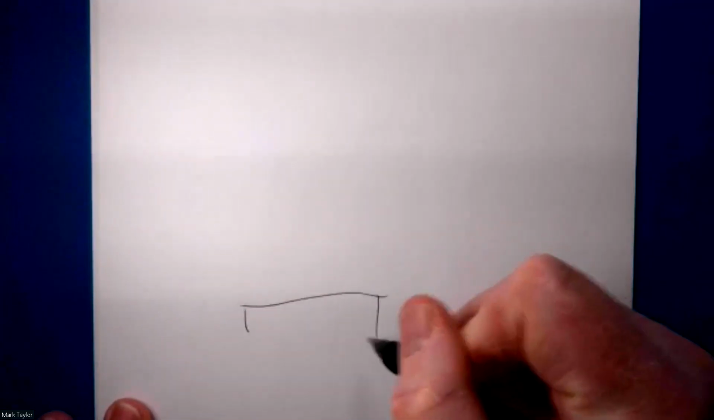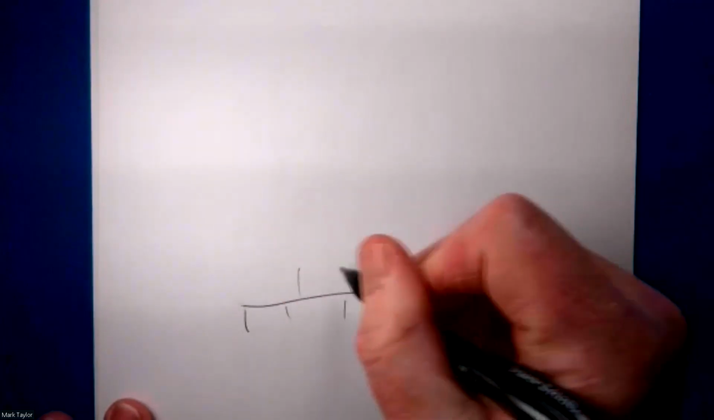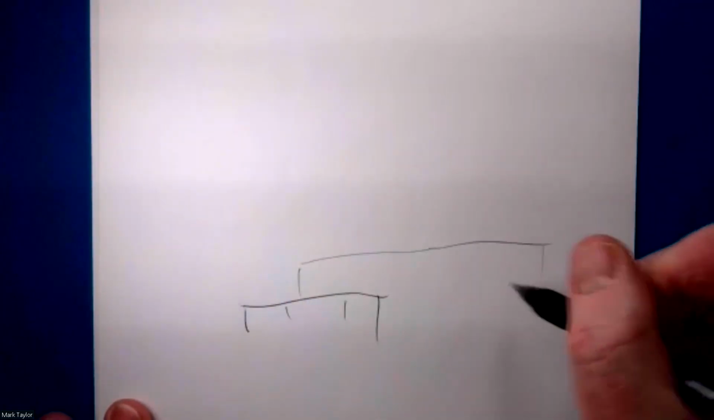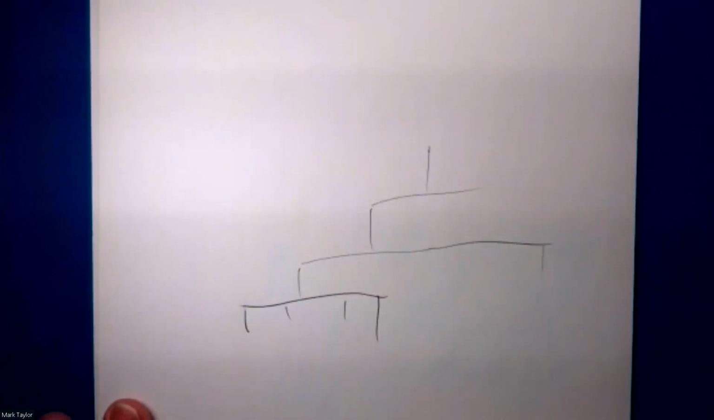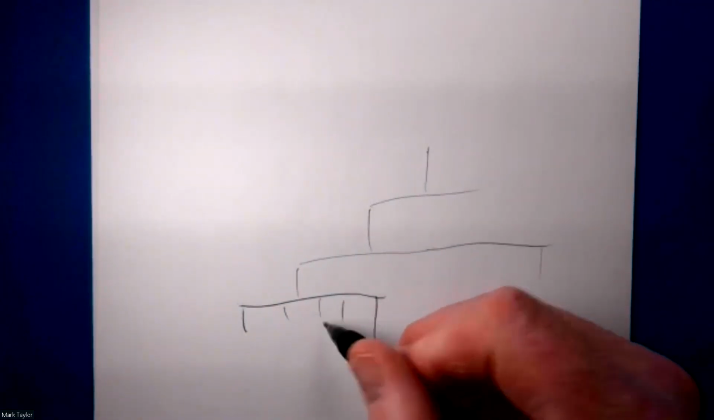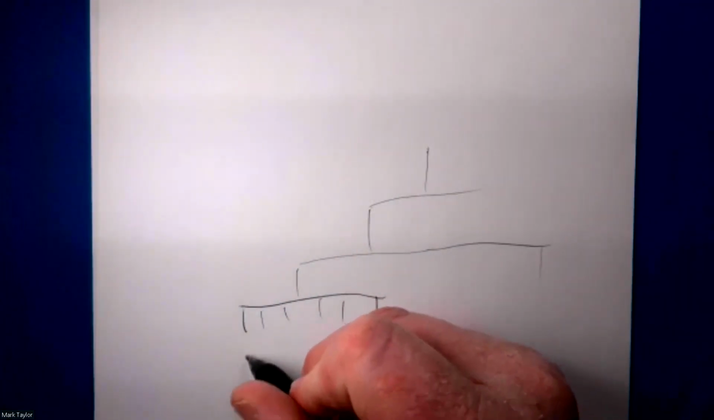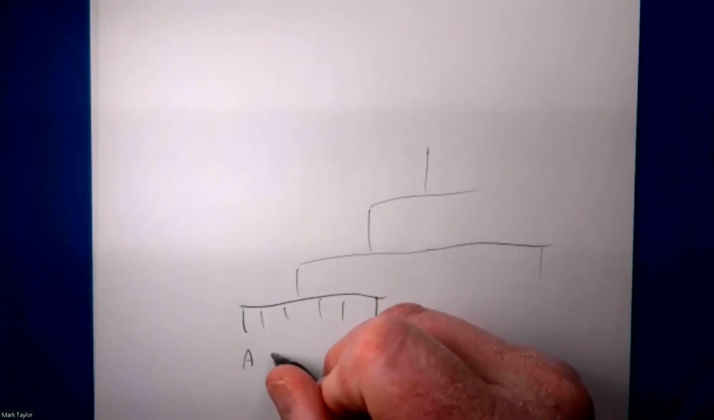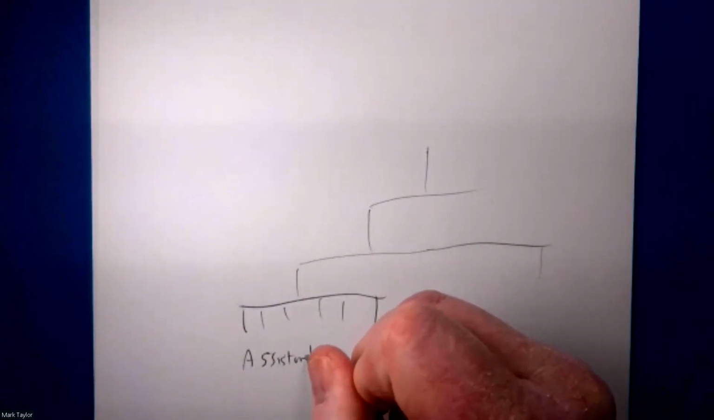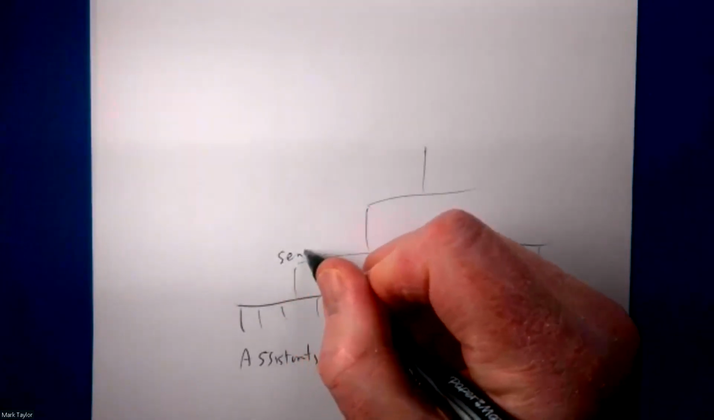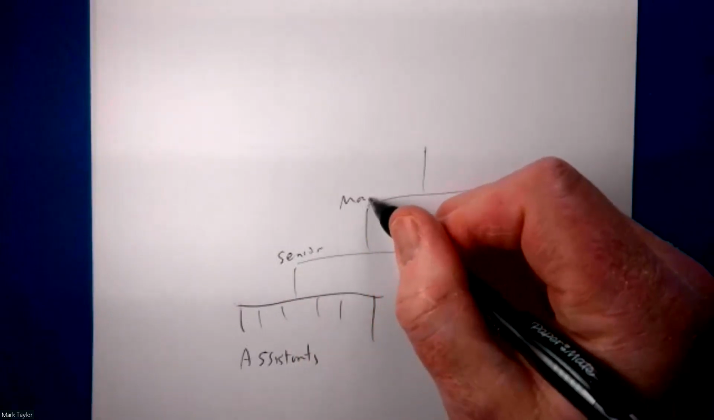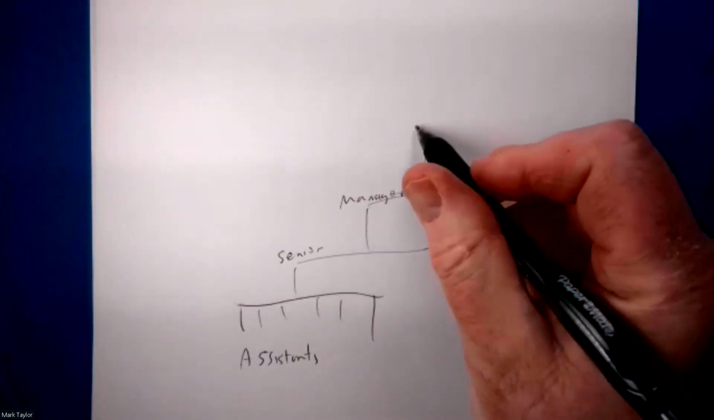It's sort of like this. You have all these different levels in the audit firm, and down here we have the associates or the assistants, and here we have the seniors, and here we have the managers, and up here we have the partners.